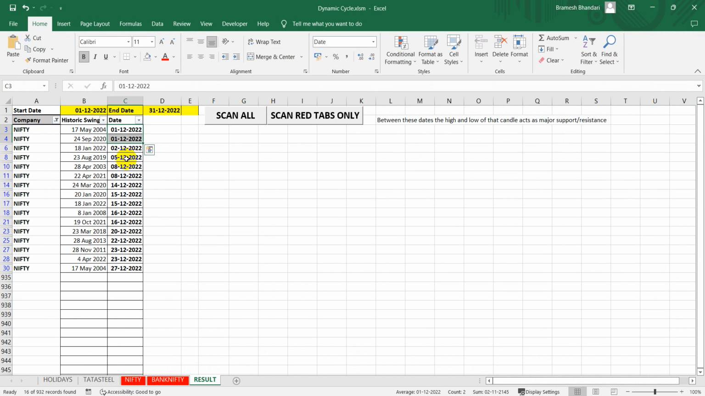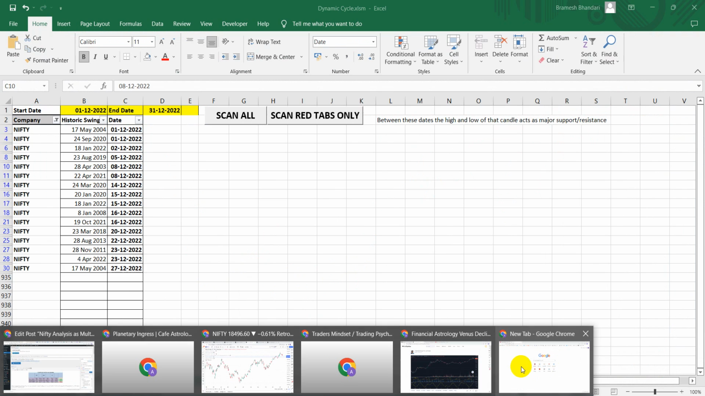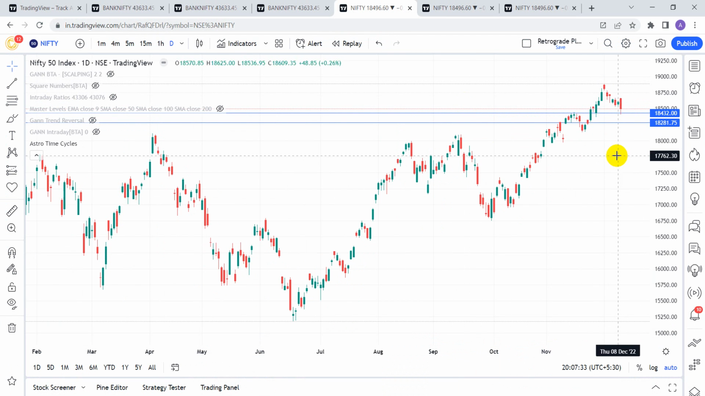Now, what is the next date? We are looking at 8th. So 8th was, I think, day before yesterday. This was 8th, nothing happened. Then it opened gap up, it broke the low, and from there we had a very decent fall.